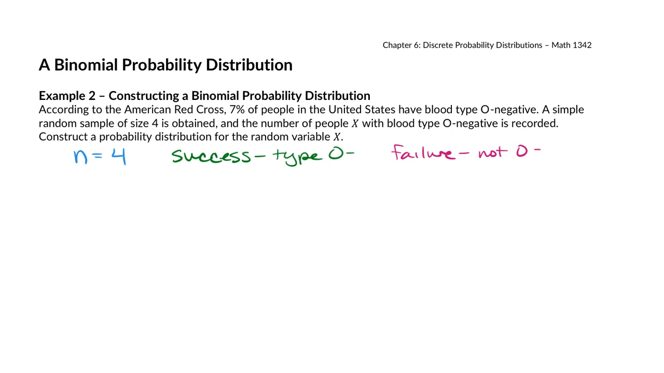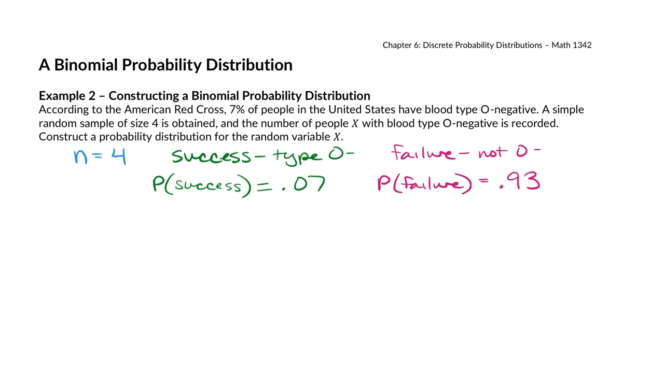Okay. Let's look at the probabilities here just to have all of this on our paper. What is the probability of our success? The probability of finding somebody with type O negative? 0.07. Very good, because 7% is 0.07, which means that the probability that we would not find somebody would be what? 0.93.